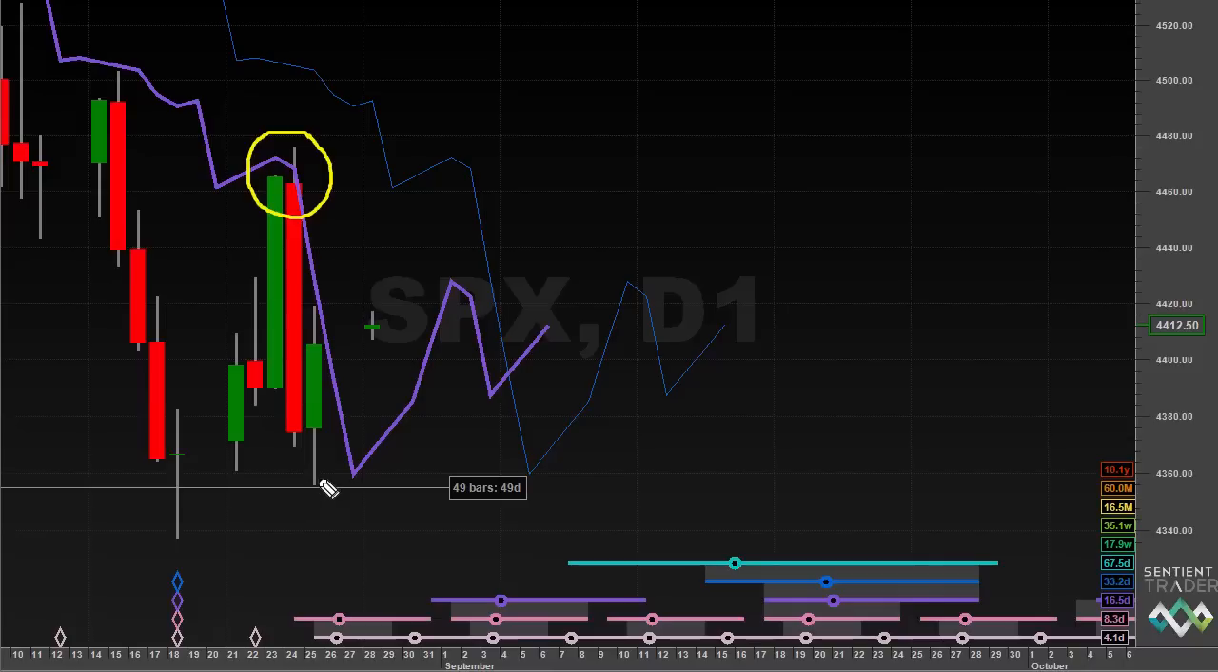Then price went a little lower on Friday and formed a potential trough. As you can see, that is just a little bit above this 10-day cycle trough. That is where we are expecting our first 10-day cycle trough, the average length of which is 7 days.